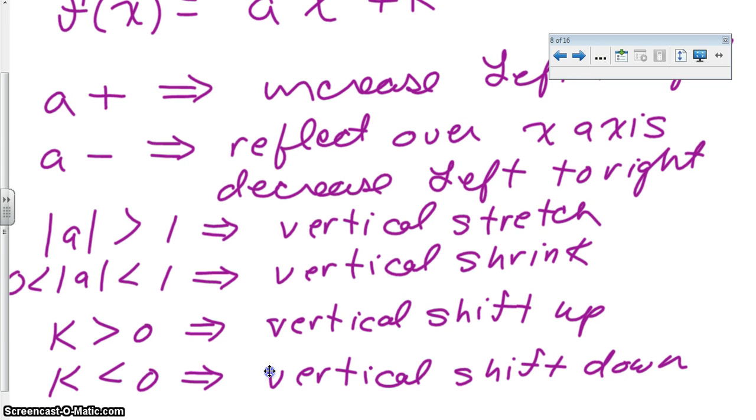Okay, great job. We're done with linear functions. If you will go ahead and skip to the next video, it is exponential functions.